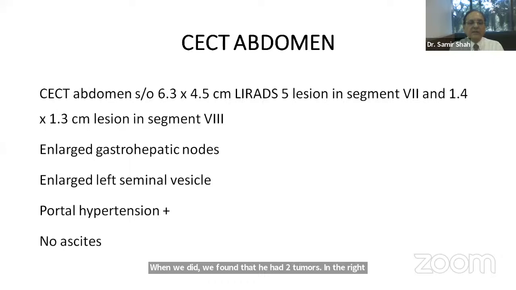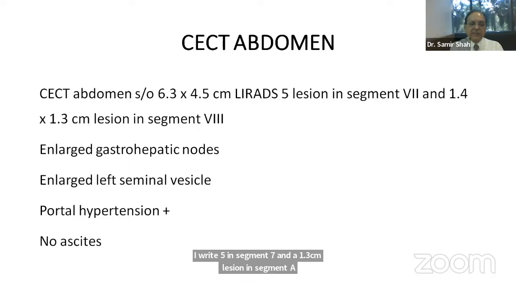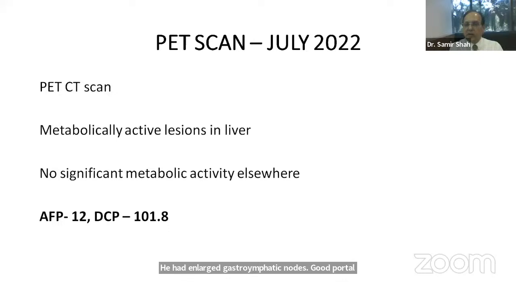The CT scan showed a 6.3 by 4.5 centimeter LI-RADS 5 lesion in segment 7 and a 1.3 centimeter lesion in segment 8, so two lesions. He had enlarged gastrohepatic nodes with portal hypertension, but no ascites. So basically, a cirrhotic patient with two HCCs, PET scan not showing any metabolic activity anywhere else, but metabolically active liver lesions. AFP was 12 and DCP 101.